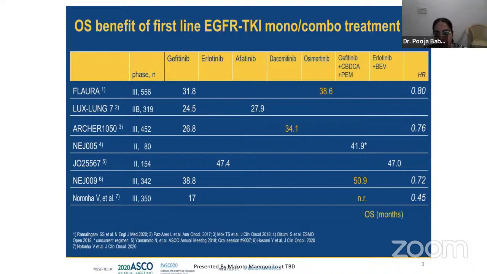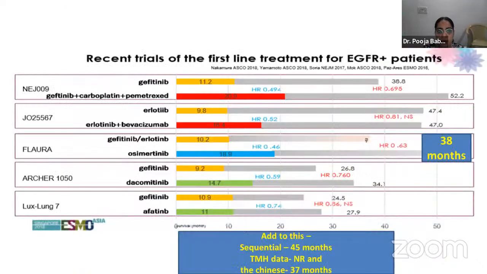ARCHER, dacomitinib versus first-line TKI, 34 months. NEJ005, 41 months. JO25567, again, there was 47 months. Then NEJ009, 51 months. And we have our Indian combination trial where the progression-free survival was 16 months versus 8 months with first-line TKI. And the OS data is still exploratory.